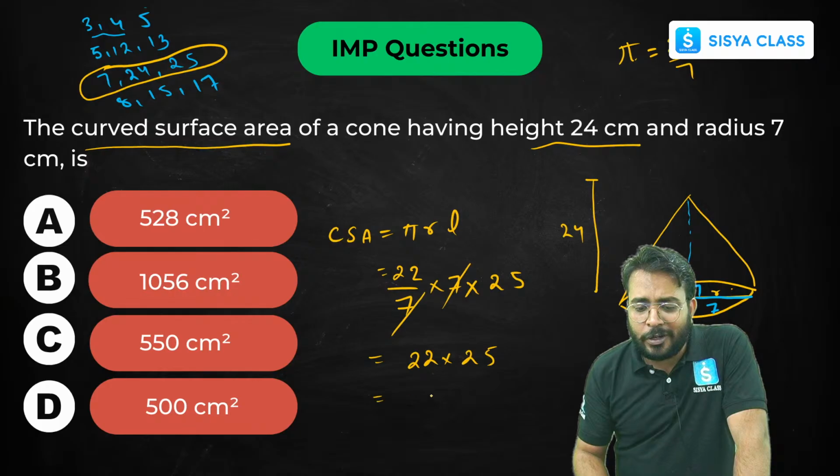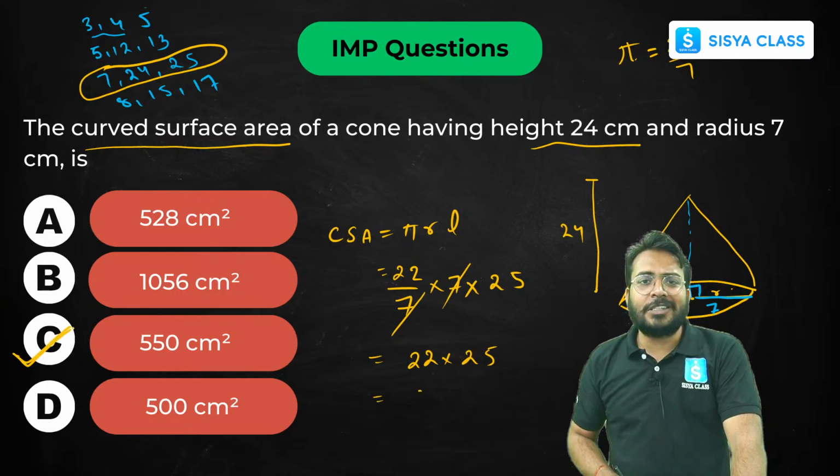So 25 into 2 it is going to be 500 plus 50. Okay, it is going to be 550. Your option C is going to be your correct answer.